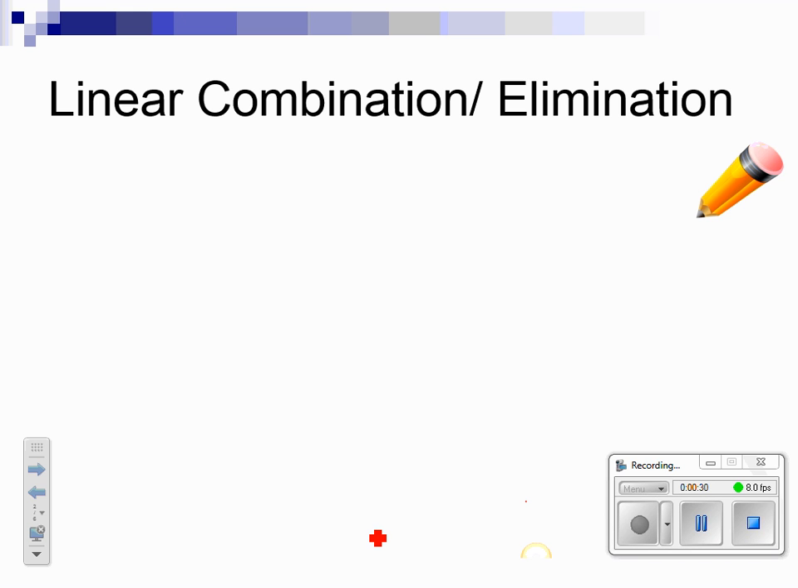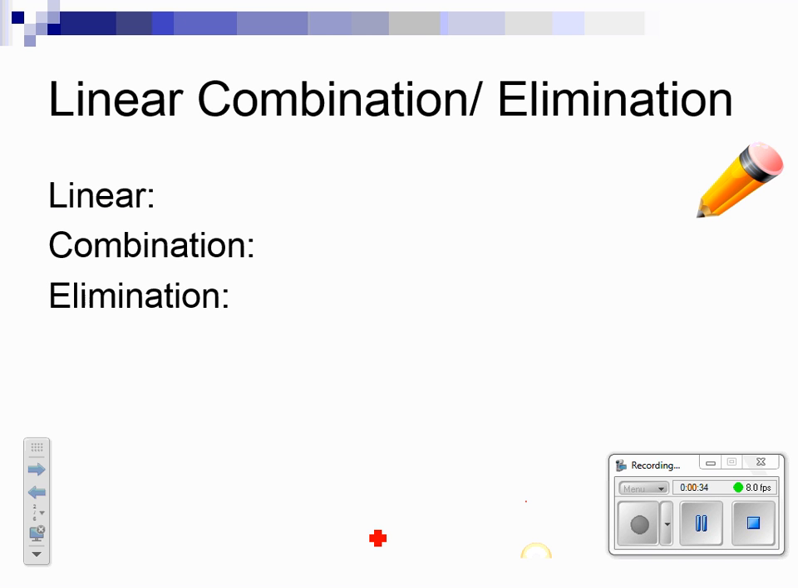So linear combination elimination, what does that mean? Well, let's take a look at all three of these words and see what we come up with. So what does linear mean? Linear means we're talking about lines. Combination means we're adding or putting things together. Elimination means we're getting rid of.